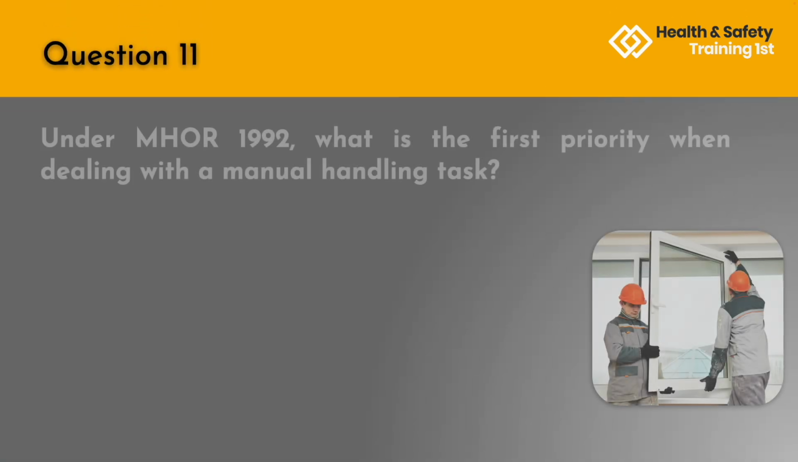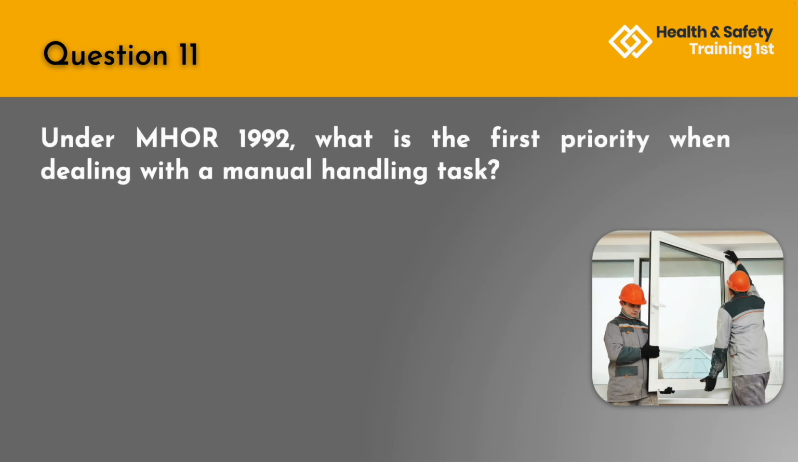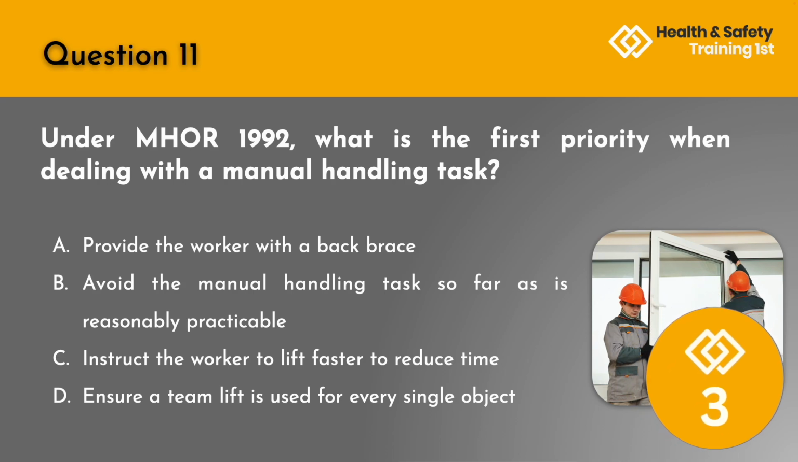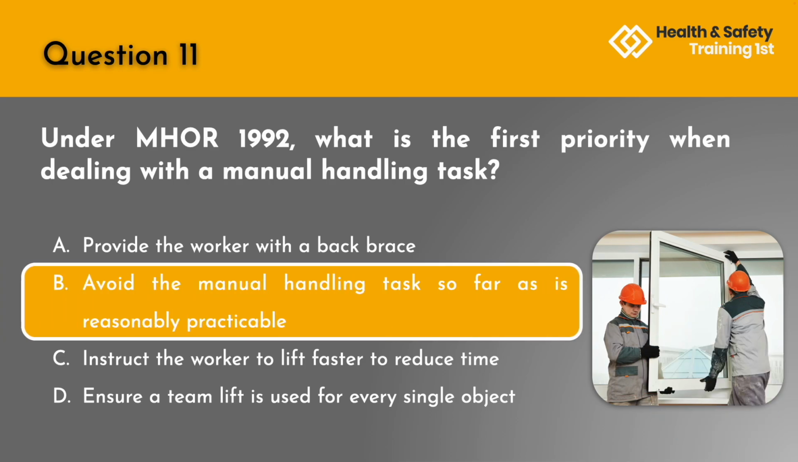Question 11. Under the manual handling regulations, what is the first priority when dealing with a manual handling task? A. Provide the worker with a back brace. B. Avoid the manual handling task so far as is reasonably practicable. C. Instruct the worker to lift faster to reduce time. Or D. Ensure a team lift is used for every single object. The correct answer is B. Avoid the manual handling task so far as is reasonably practicable.